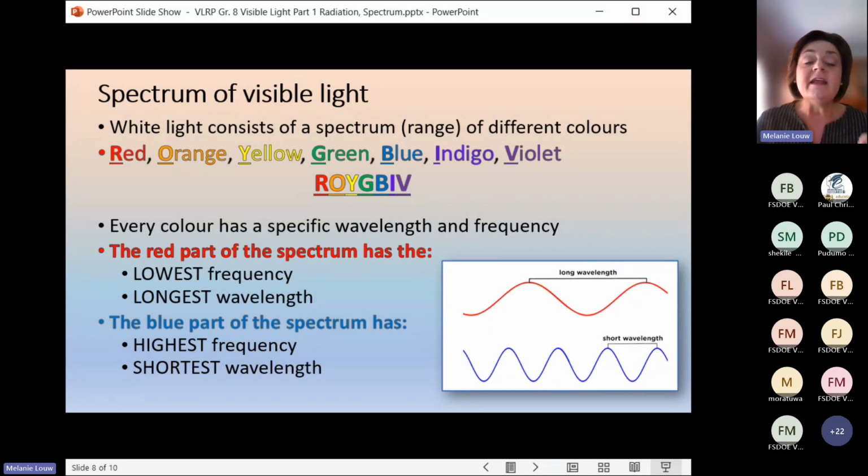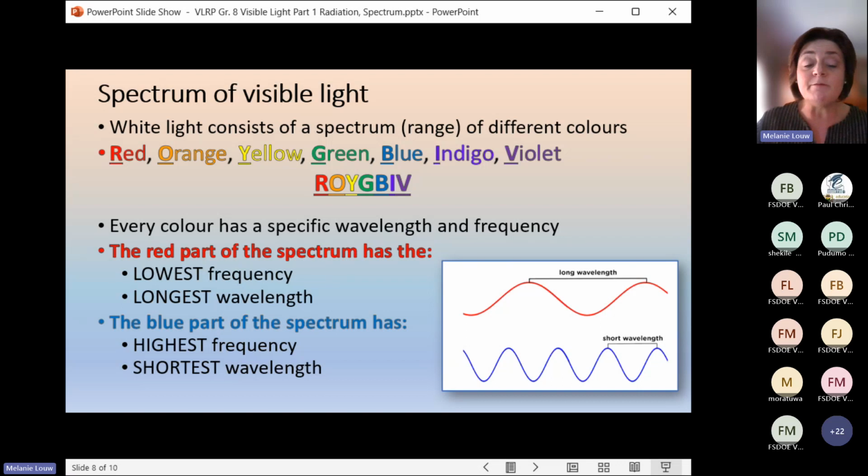Then another thing that you should know is that every color has a very specific frequency and a very specific wavelength. Now, we're not going to go into too much detail on that, but you can remember that the red part of the spectrum, red, orange, and yellow, especially red, has the lowest frequency and the longest wavelength. Now, you can see on the right, the picture here with a red line. Red is a wave, a wave of light. So the crests, the peaks of those red waves are very far apart, and that's why we say it has a very long wavelength.